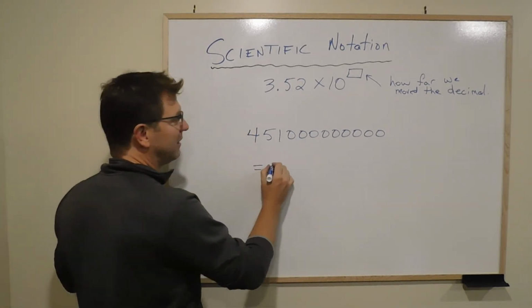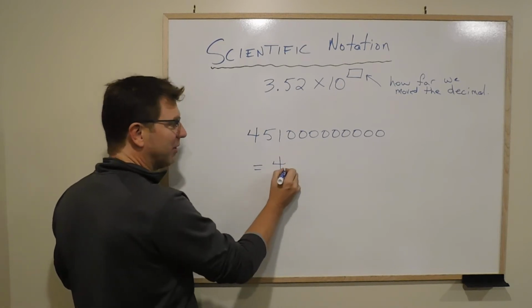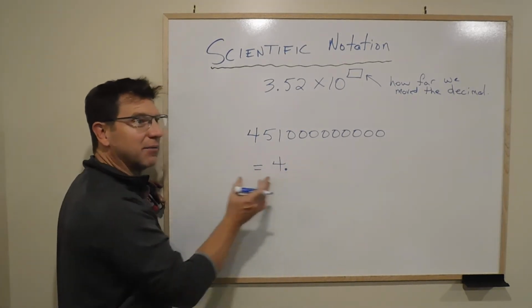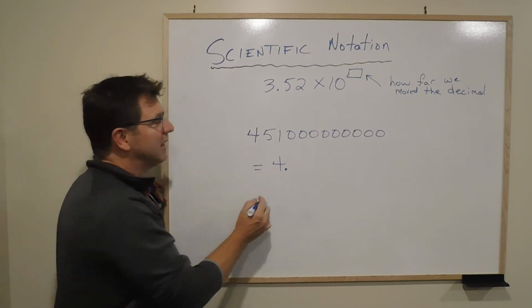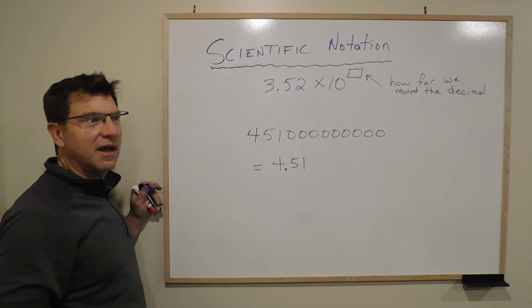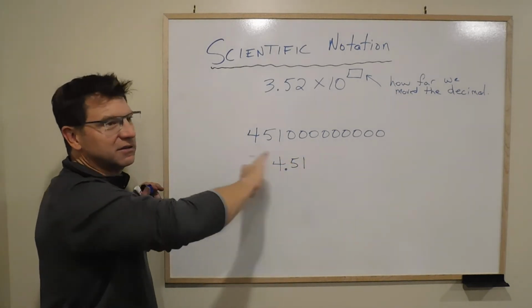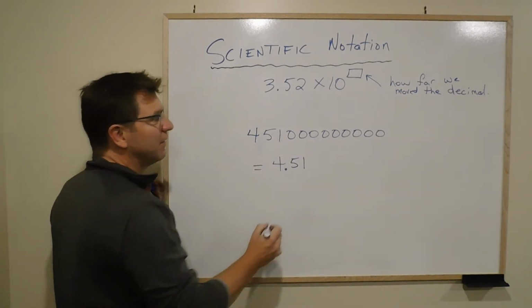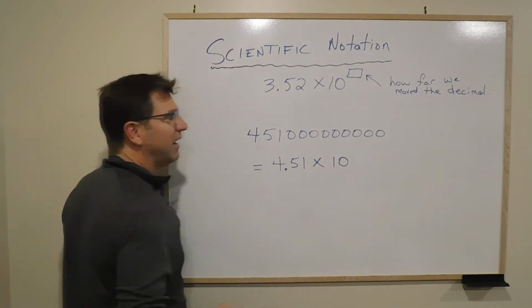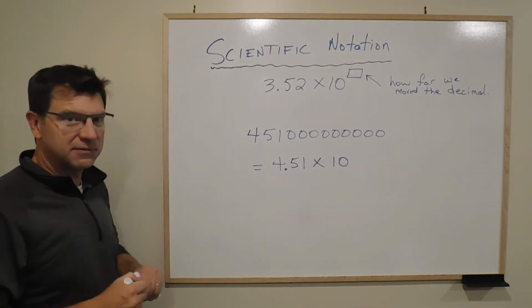You always take the number and then put a decimal place right after that first number. Never after the second number, always after the first number. Put the other non-zeros in, and that's it. Anything that's all the zeros you don't do. There's always a multiplication sign, always a 10, and then it's a matter of what the exponent is.